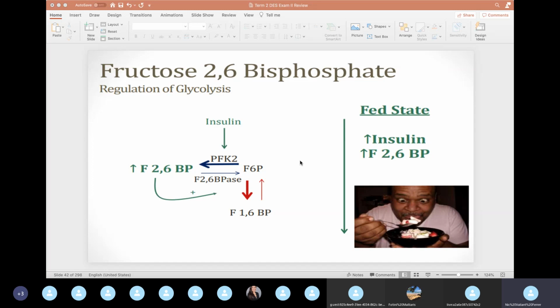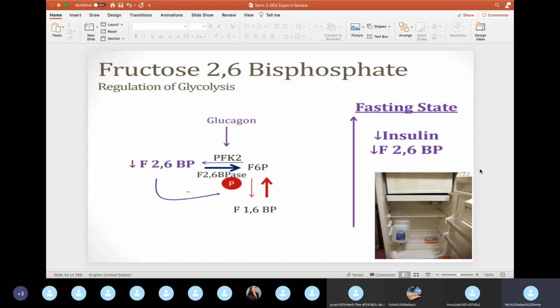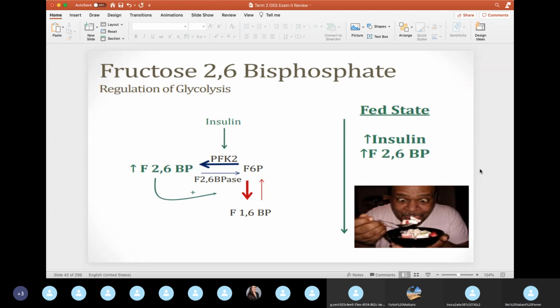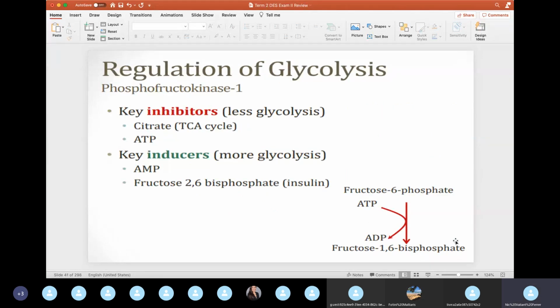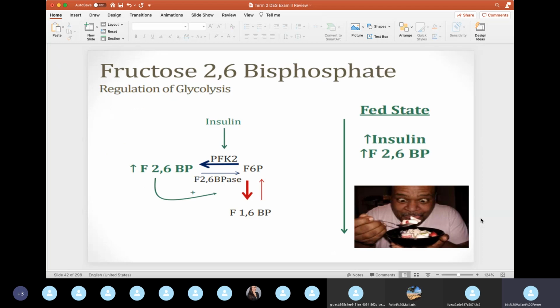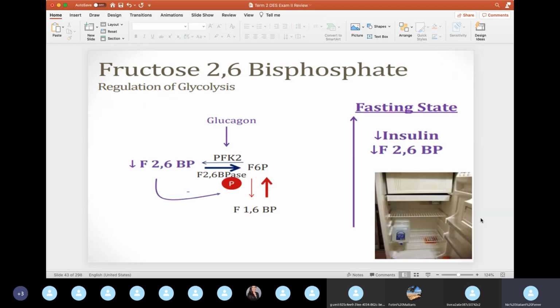Okay, contrast this one with the fasting state. If you have a decrease in insulin, you have a decrease in fructose 2,6 bisphosphate. You have a decrease in your PFK2. So you have a decreased conversion of your fructose 6-phosphate to fructose 1,6 bisphosphate. So what's the point here? The point here is whether you have insulin or not, meaning whether you are in the fasting state or not.